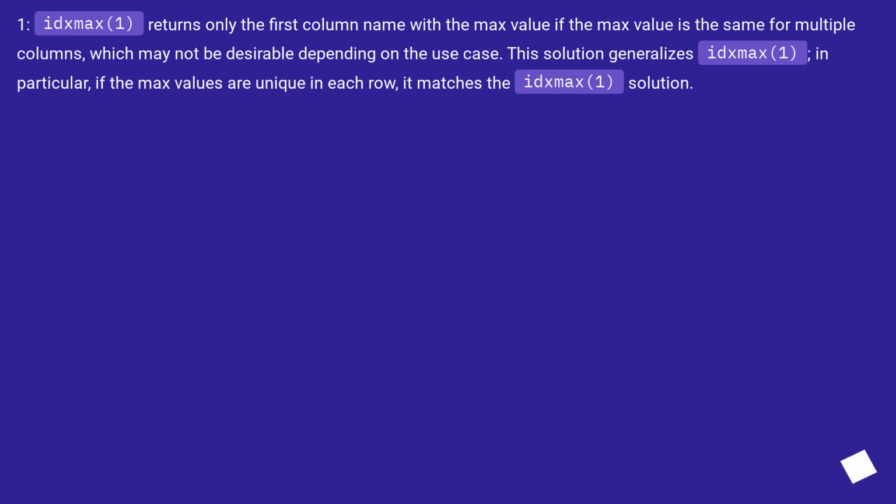idxmax returns only the first column name with the max value if the max value is the same for multiple columns, which may not be desirable depending on the use case. This solution generalizes the idxmax solution. In particular, if the max values are unique in each row, it matches the idxmax solution.